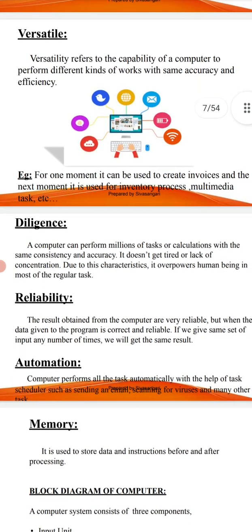Automation: computer performs all the tasks automatically with the help of task scheduler such as sending an email, scanning for viruses, and many other tasks. Memory: memory is used to store data and instructions before and after processing.